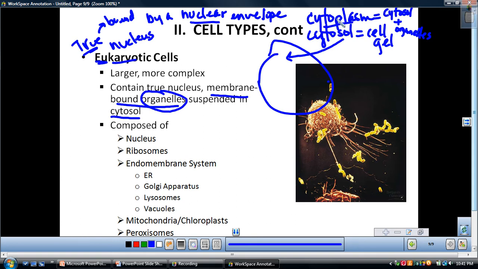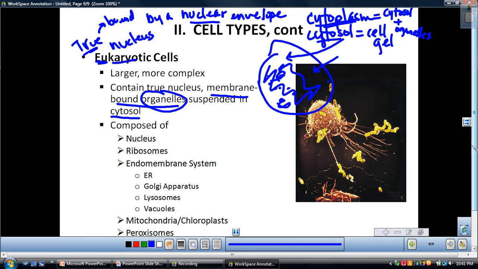So cytoplasm would include the gel, plus it would include the ribosomes, plus it would include the mitochondria, plus it would include the Golgi apparatus. So everything inside of the cell, we would call that cytoplasm, whereas just the space is cytosol. So I'm going to be using those two words a lot. I just wanted to make sure I stopped right now and went over that with you. So if you look in this little bullet, it says eukaryotic cells have a true nucleus. They have membrane-bound organelles that are suspended in the cytosol.